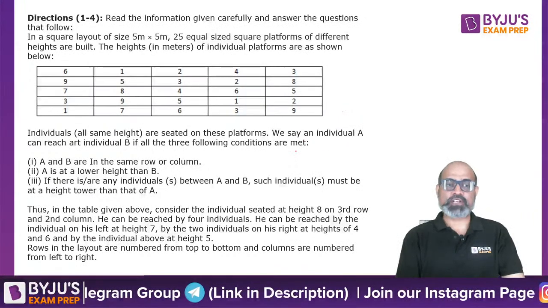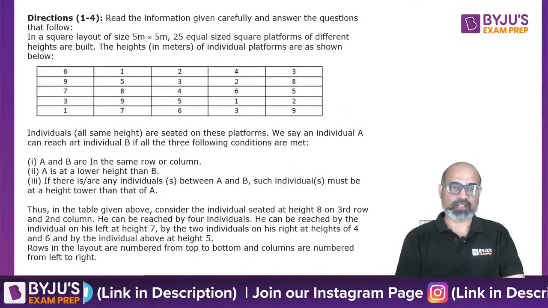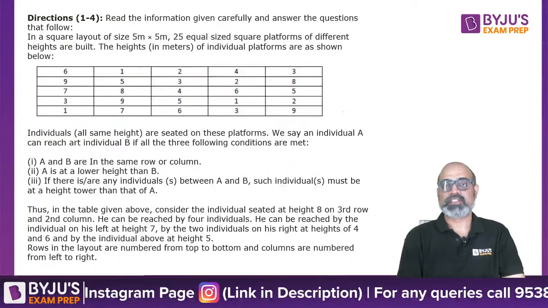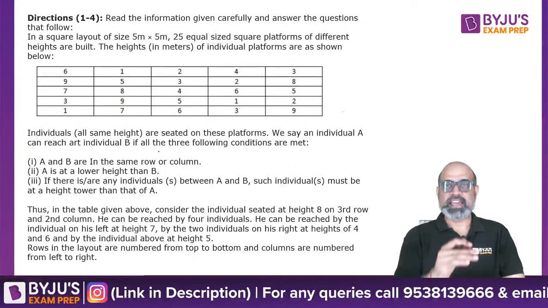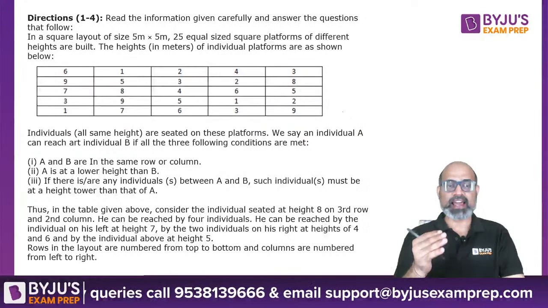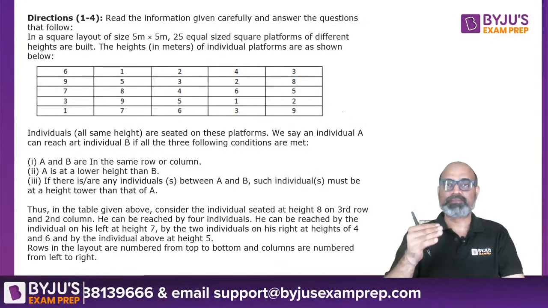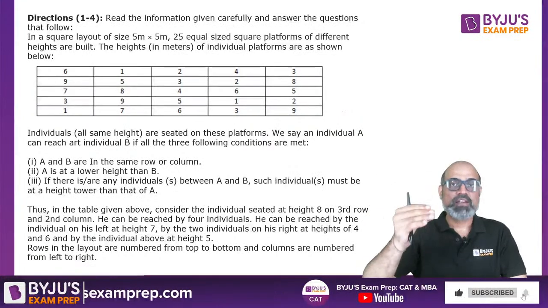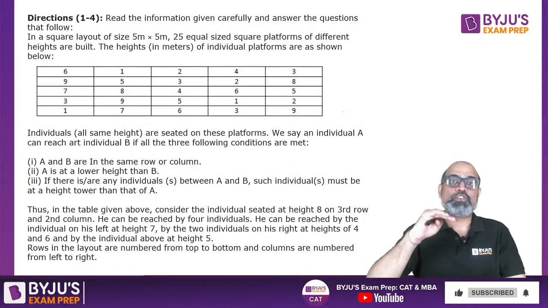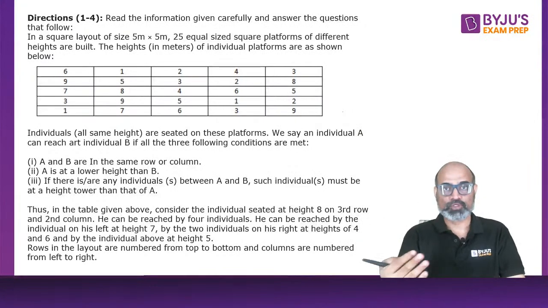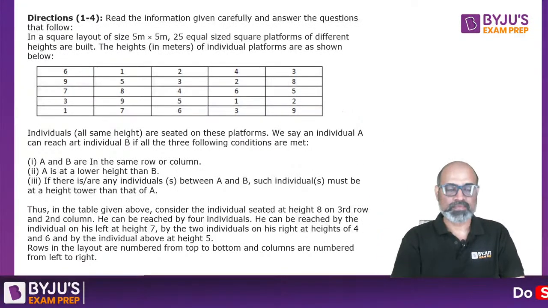We say an individual A can reach an individual B if all the three following conditions are met. The first condition is A and B need to be in the same row or column. The second is A is at a lower height than B. It means anyone who wishes to move to the next one will always try a height which is more than his. So ऊपर ही बढ़ेगा, नीचे नहीं जाएगा.